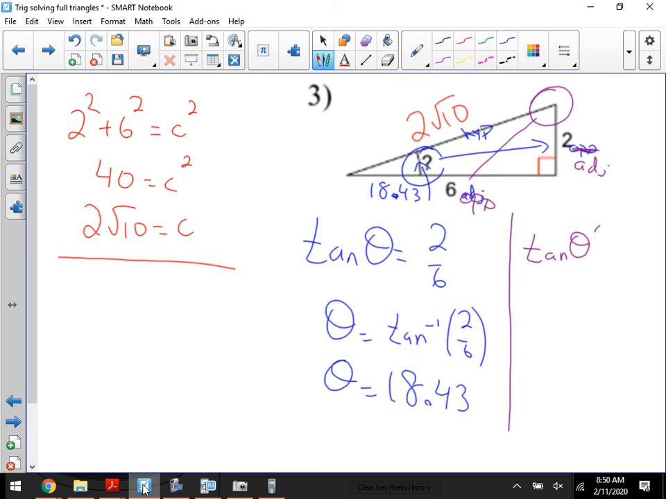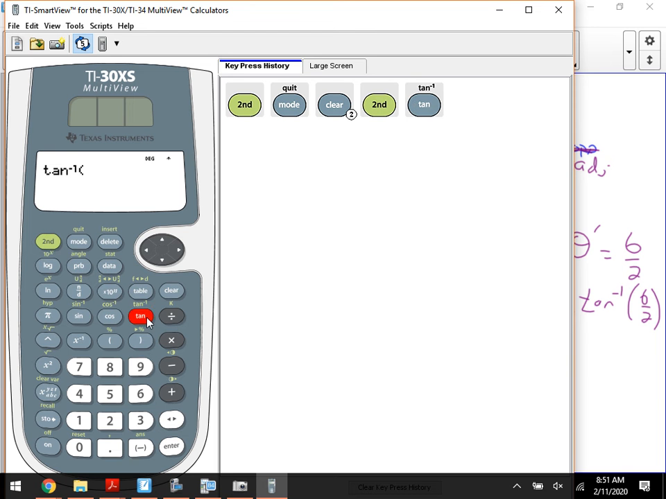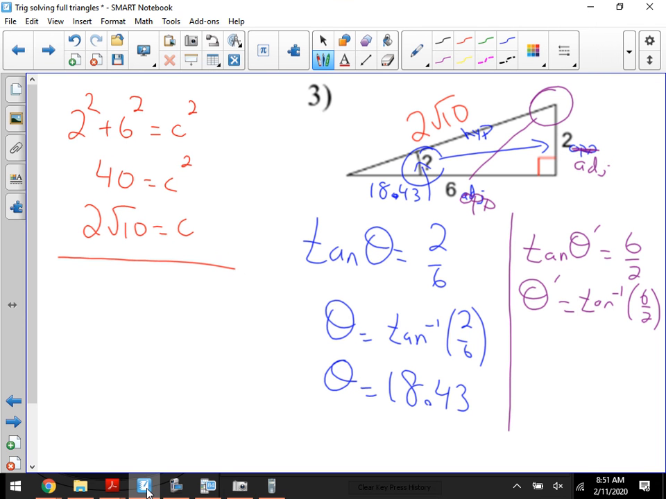Now it's just 6 over 2. So that angle, again, inverse it, press the buttons. So inverse tangent of 6 over 2. And you guys said 71.57, excuse me. You round up.